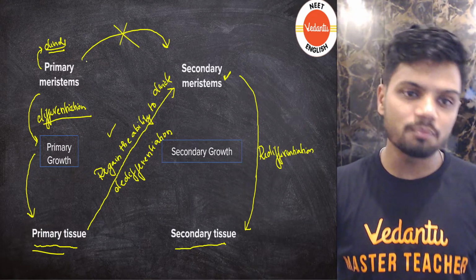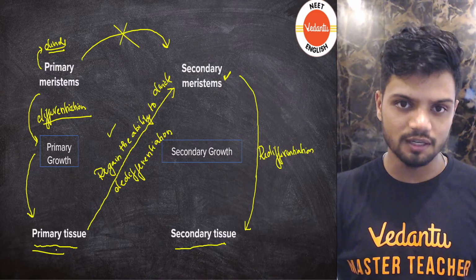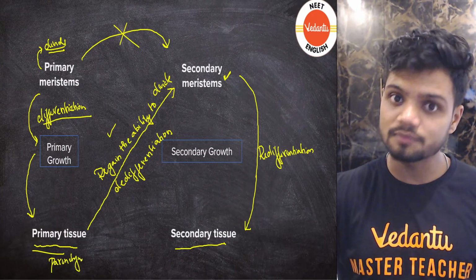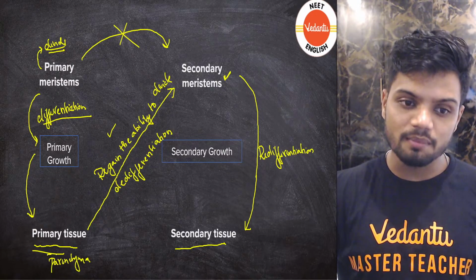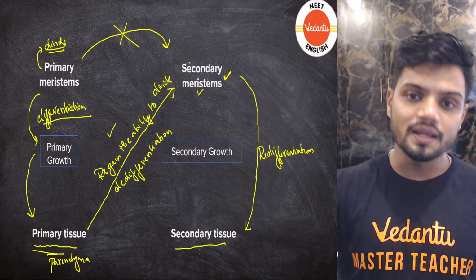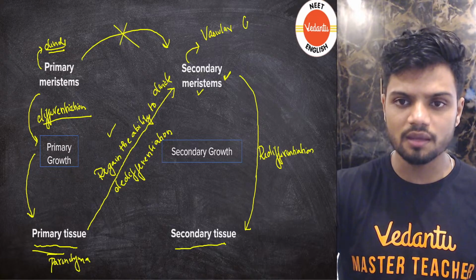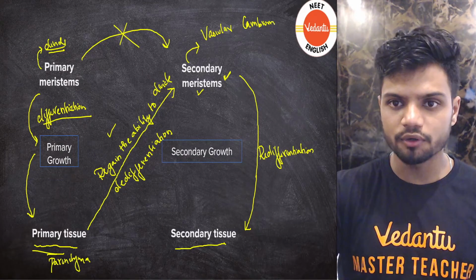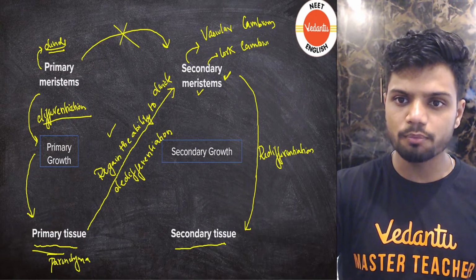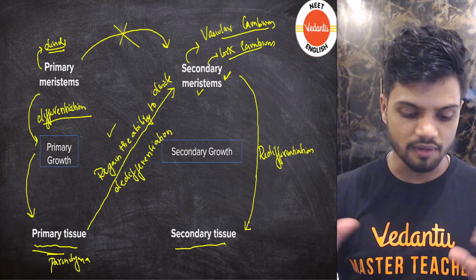So a primary meristem tissue will give you permanent tissue, differentiation. That's how we get parenchyma, collenchyma, sclerenchyma, all that. This primary permanent tissue will again regain the ability to divide and form secondary meristem. In secondary meristem, you need to remember vascular cambium and cork cambium. All of these are responsible for secondary growth. Again, redifferentiation. Very simple to understand.